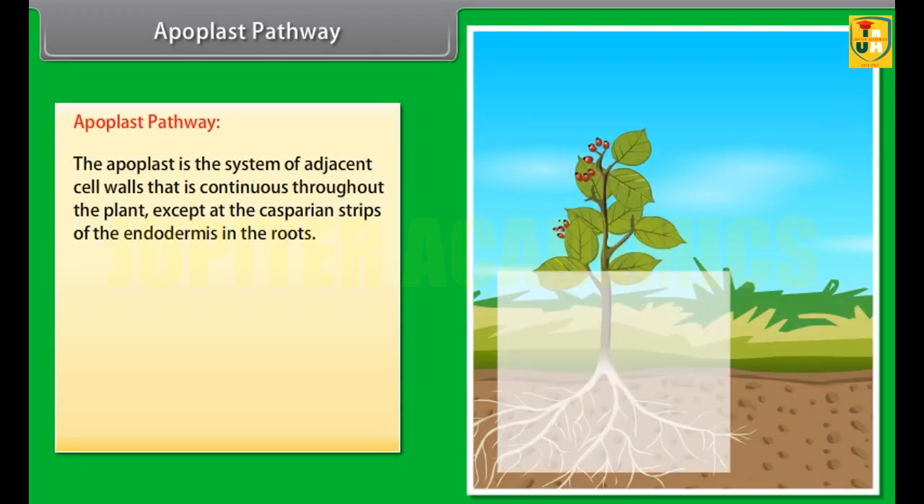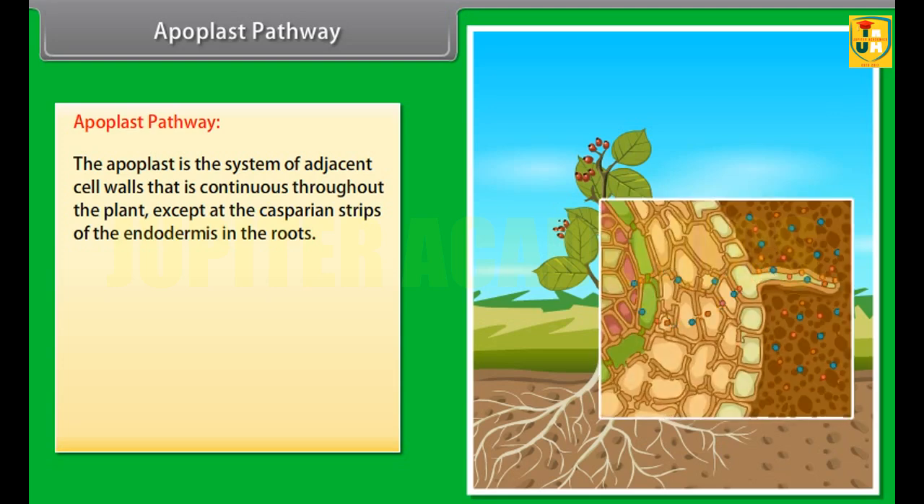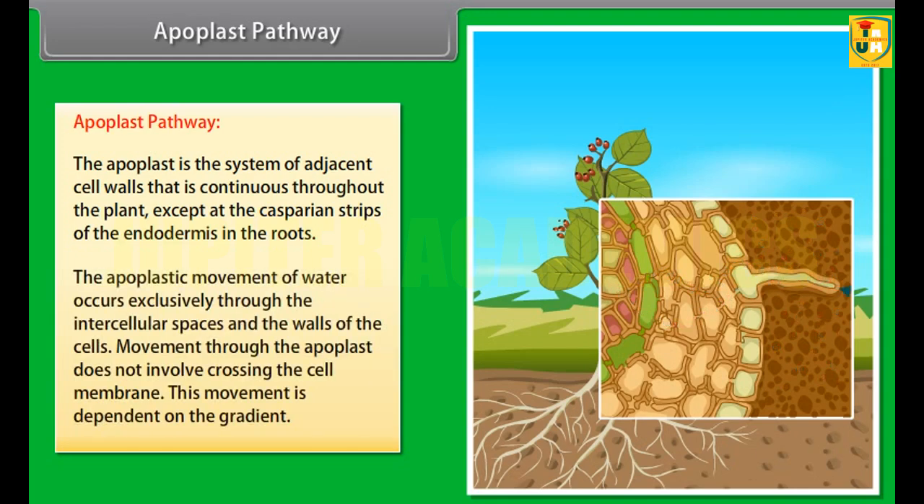Apoplast pathway. The apoplast is the system of adjacent cell walls that is continuous throughout the plant, except at the Casparian strips of the endodermis in the roots. The apoplastic movement of water occurs exclusively through the intercellular spaces and the walls of the cells. Movement through the apoplast does not involve crossing the cell membrane.